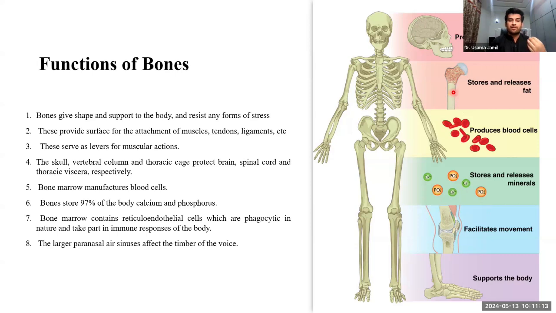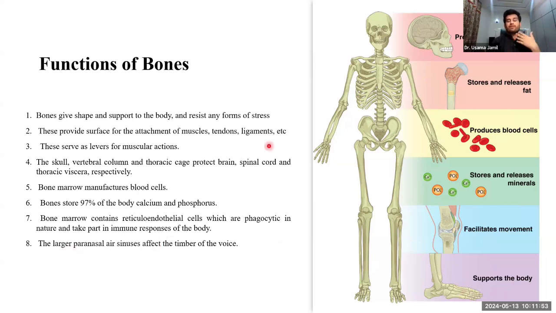So basically, what is the function of bone marrow? Bone marrow manufactures blood cells of all types, and there is more to it. Besides bone marrow, this sponge-like part of the bone stores and releases fats as well. Plus there are all kinds of minerals like calcium. Extra calcium is also stored in the bones. So bones protect internal organs, store and release fats, produce blood cells, store and release minerals whenever required, facilitate movement, and support the body. So these are all the different functions of the bones.